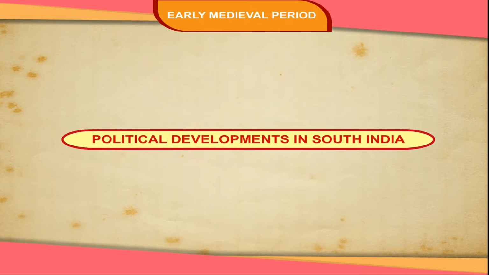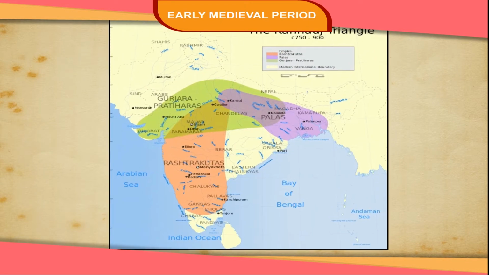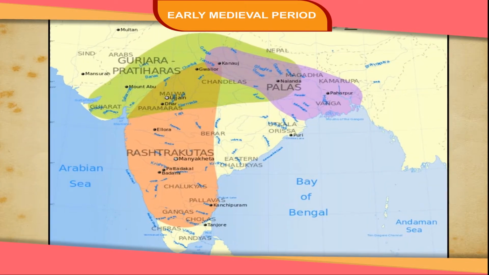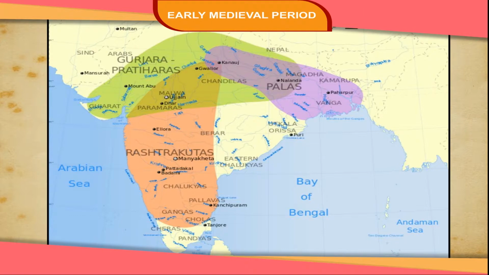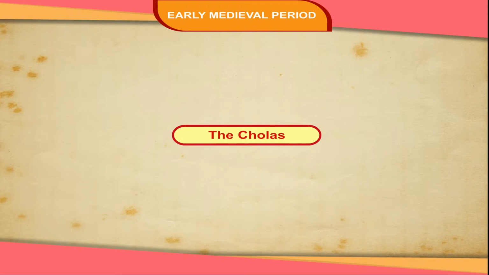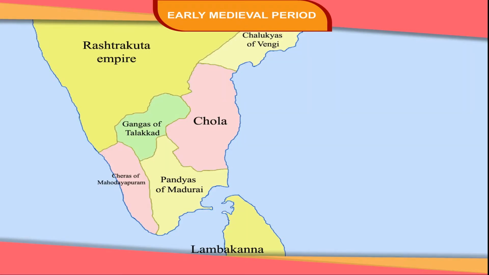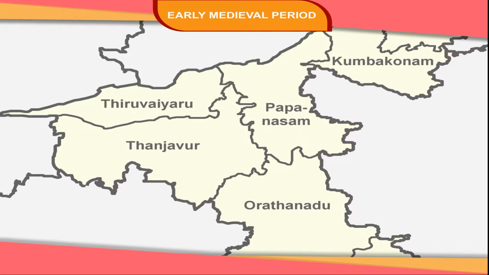Political developments in South India. There were several warring states in South India during the medieval period, as was the case in northern India. Among different states, the Pallavas, the Rashtrakutas, and the Cholas fared better than others. The Cholas. The Chola kingdom was the strongest empire in South India between 800 to 1200 CE. Their capital, Tanjavur, was a beautiful city of palaces and temples.